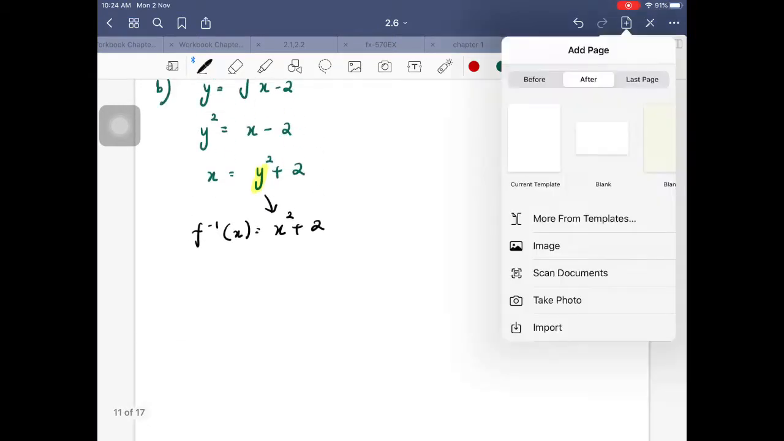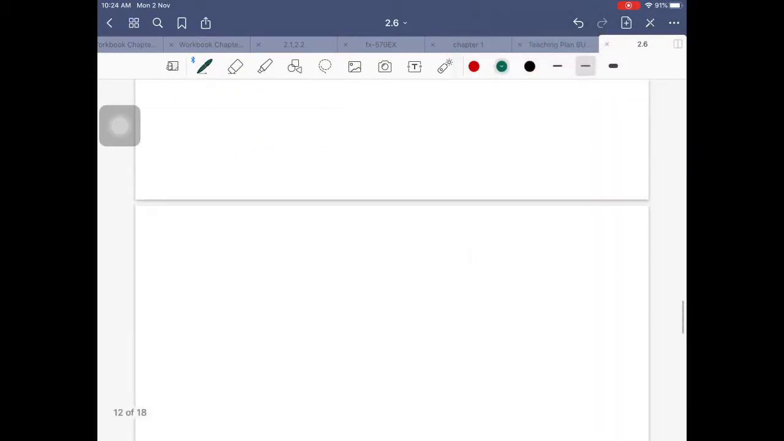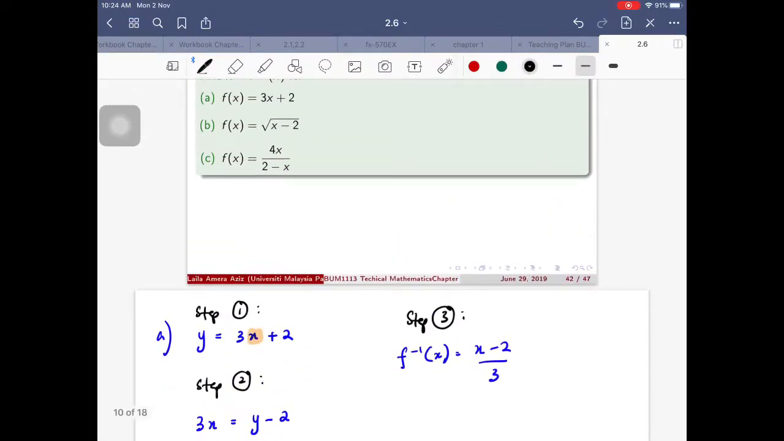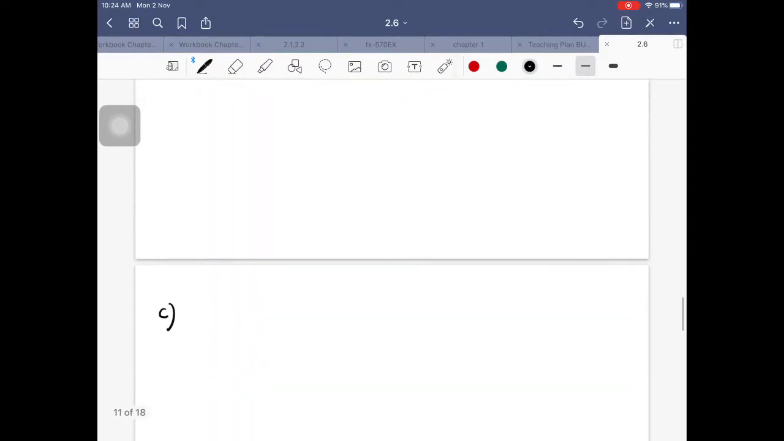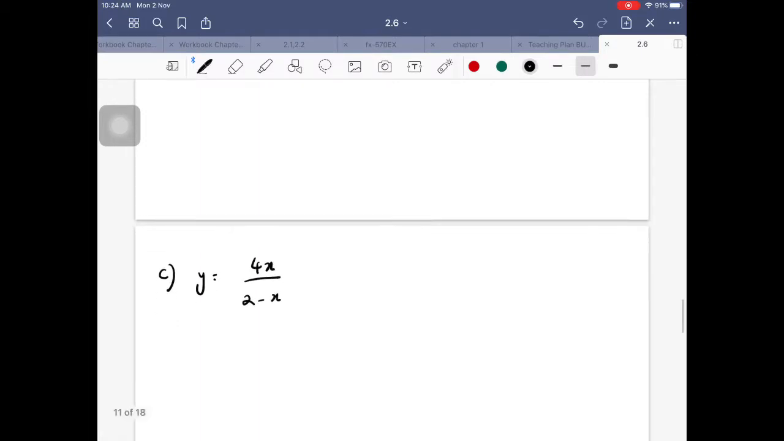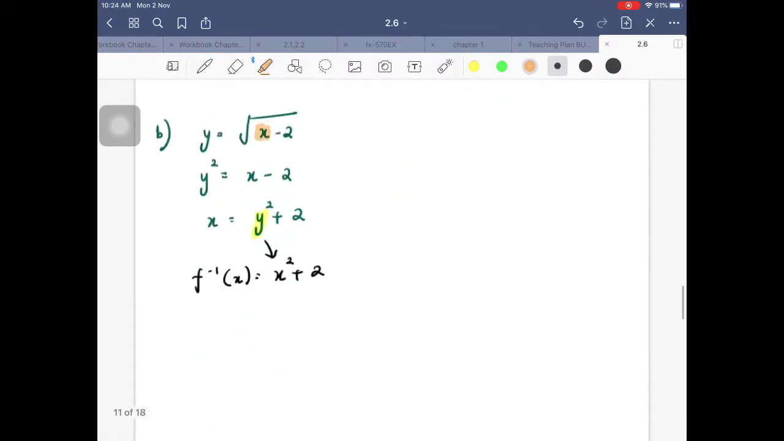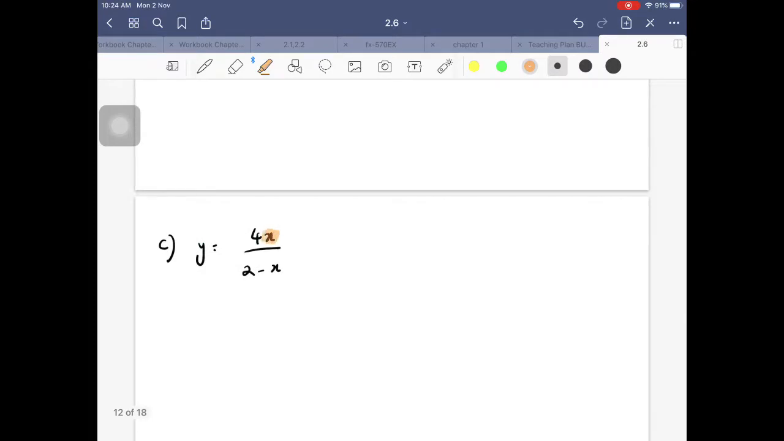And the last example, C. So let's see what kind of function we have. For C, we have a function of 4x over 2 minus x. So I'm going to write that y equals 4x over 2 minus x. This one is slightly more complicated than the previous two, because in the previous two examples, I only have 1 x on the right hand side of the equation. But this one, instead of having only 1 x, I have 2 x's. So in the fraction, I have 1 at the top and 1 at the bottom.